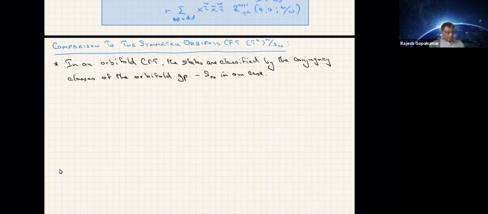So that's what we have. And what are these conjugacy classes? For the symmetric group, these are labeled by partitions of n. They correspond to decomposing any random permutation into cycles of different length.